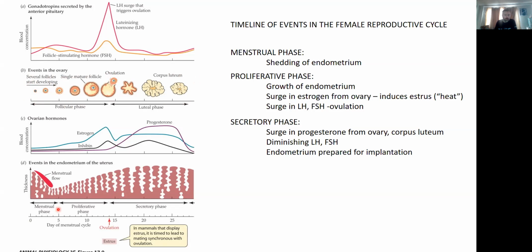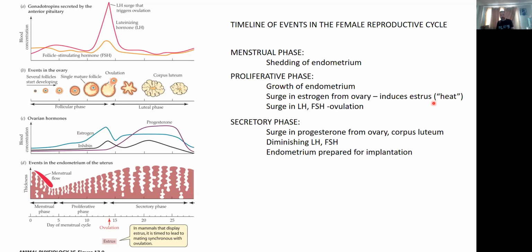Following this menstrual phase, we begin the proliferative phase, where we begin to rebuild that endometrium that we just got rid of. Seems dumb, but that's mammals for you, right? While this is happening, we're going to see a surge in estrogen from the ovary. So here are some ovarian hormones. Estrogen begins to spike, and that spike of estrogen induces what we call estrus or heat.